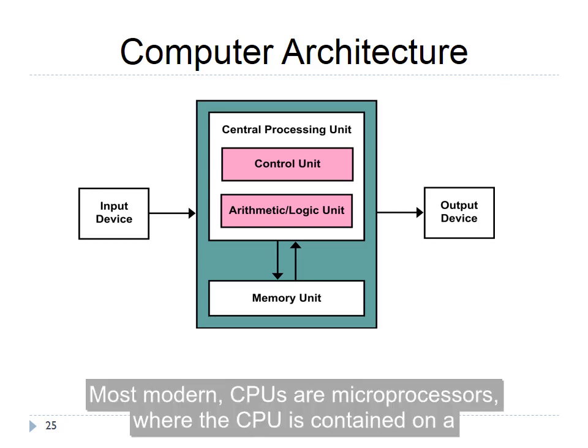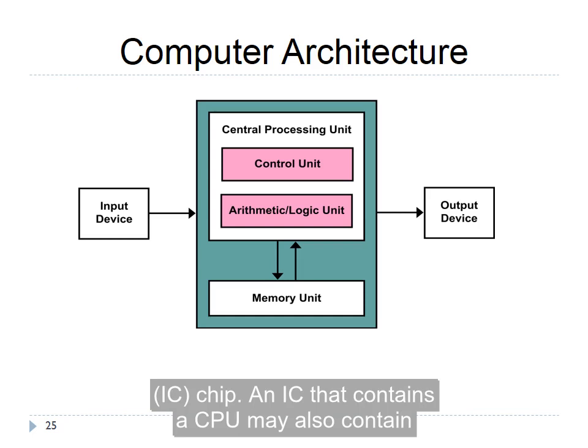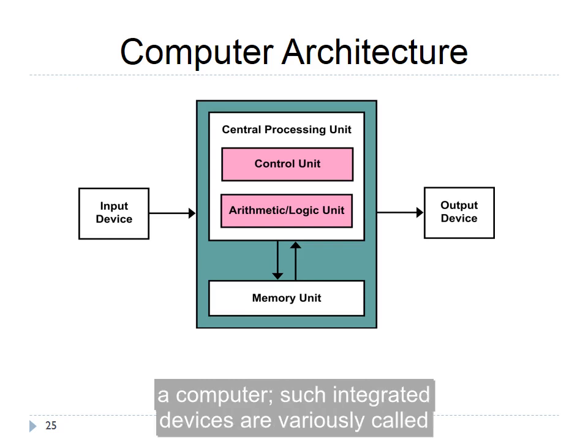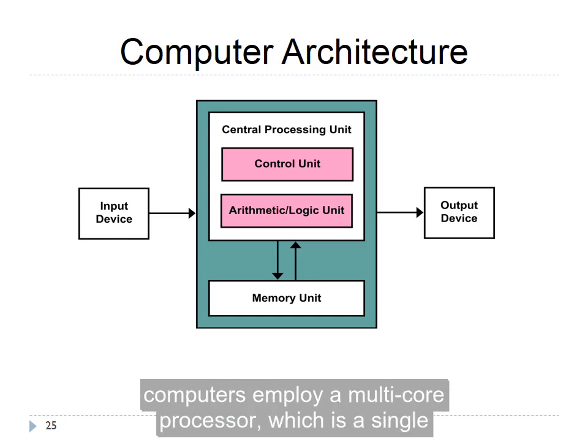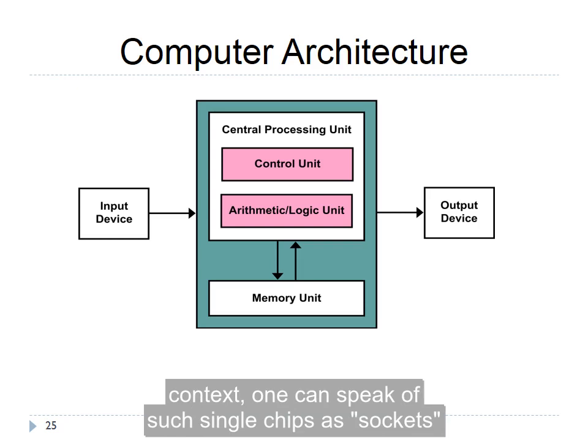Most modern CPUs are microprocessors, where the CPU is contained on a single metal-oxide-semiconductor integrated circuit chip. An IC that contains a CPU may also contain memory, peripheral interfaces, and other components of a computer. Such integrated devices are variously called microcontrollers or systems on a chip. Some computers employ a multi-core processor, which is a single chip containing two or more CPUs called cores. In that context, one can speak of such single chips as sockets.